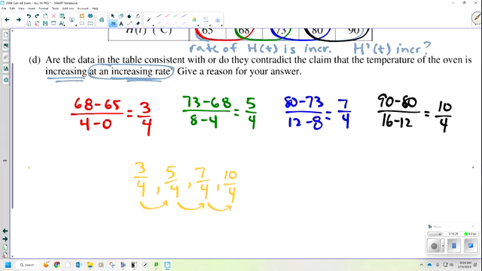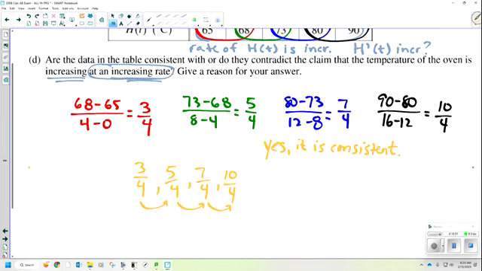Absolutely. So it is consistent. It is consistent. So let's answer that question. Yes, it is consistent. And now give a reason.